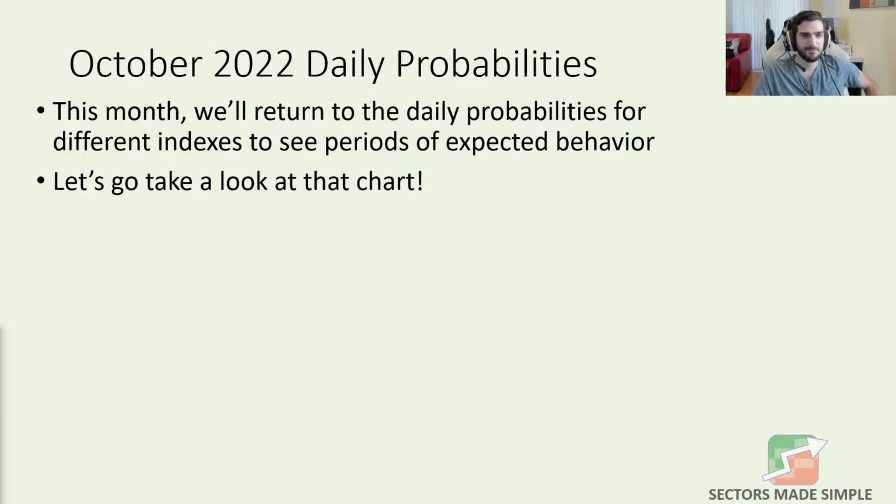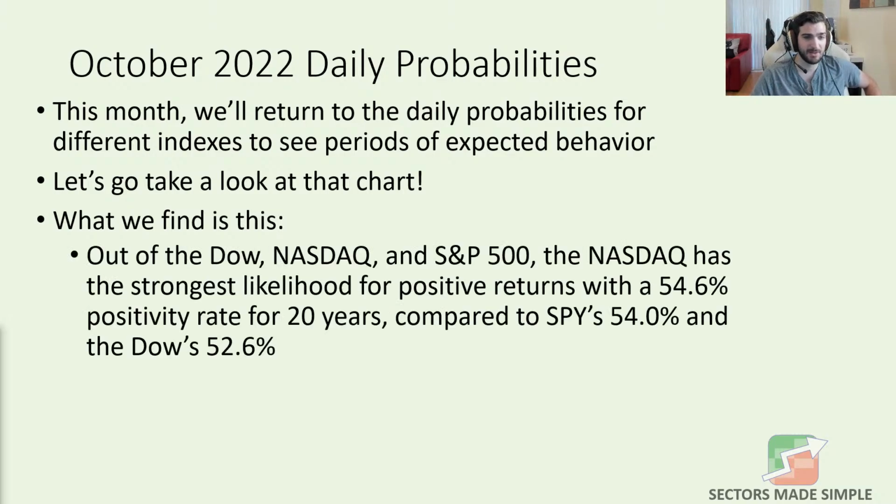Now, for those that either didn't or couldn't see that screen very clearly or want a little bit more detail on it, let's summarize that in a spreadsheet or in our slideshow here. Out of the Dow, NASDAQ, and S&P 500, if we only looked at the last 20 years, what we can do is take an average. We can say what is the average probability for any given day. That is quite literally just find the average percent.